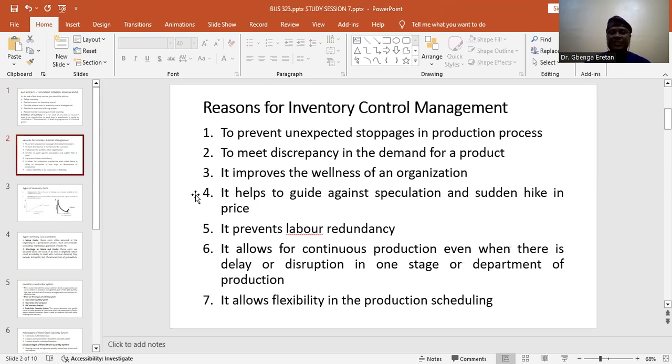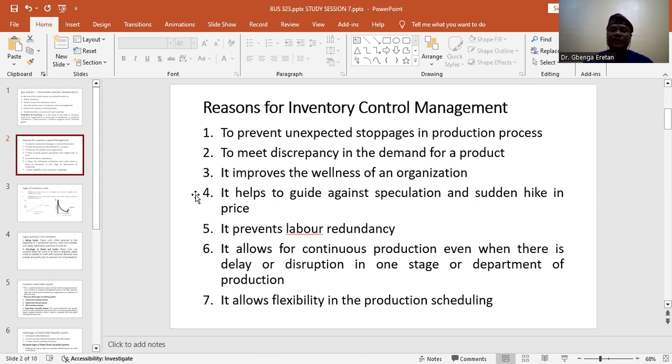What are the reasons for inventory control management? Why do we need to control or properly manage the available stock in an organization? Number 1 is to prevent unexpected stoppage in the production process. When you do not work on your stock of raw materials or your work in progress, and you allow them to go out of stock, it may affect the production process.